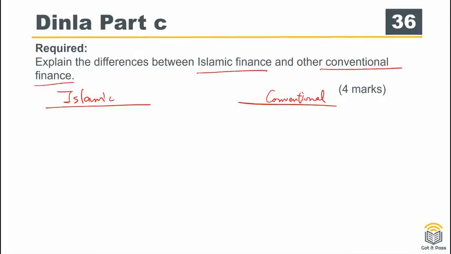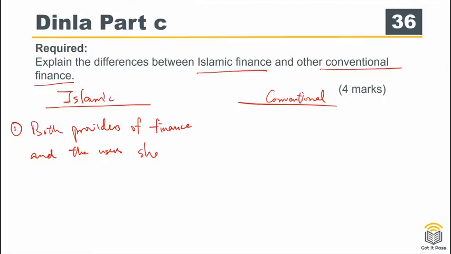All right. In Islamic finance, both the providers of finance and the user share the economic benefits.